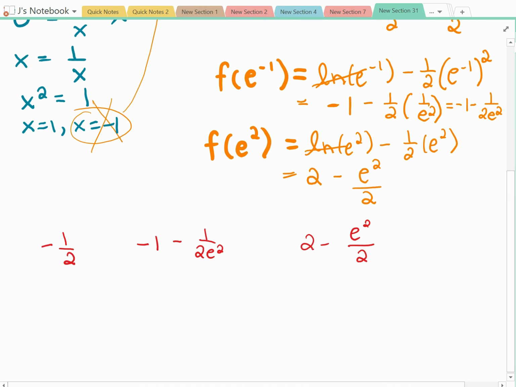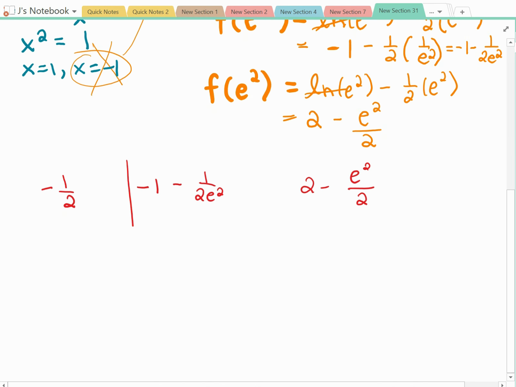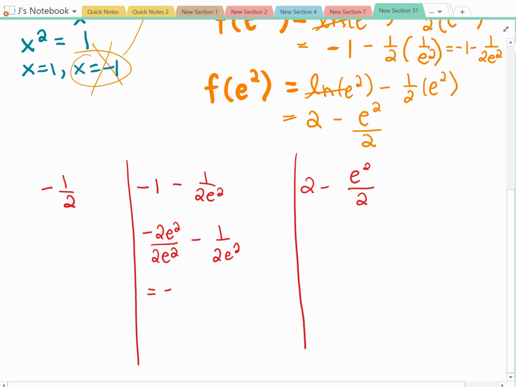So let's simplify each of these in line. First one doesn't simplify, it just stays as it is. The second one, let's bring everything in that expression to a common denominator. That will be minus, so multiply top and bottom of the first expression by 2e squared, so we'll have negative 2e squared divided by 2e squared, minus 1 over 2e squared. That'll be negative bracket e squared plus 1 divided by 2e squared.